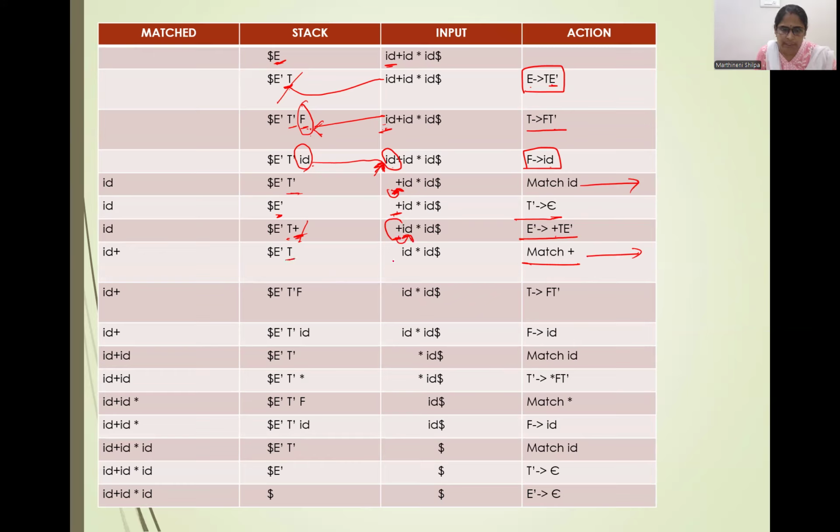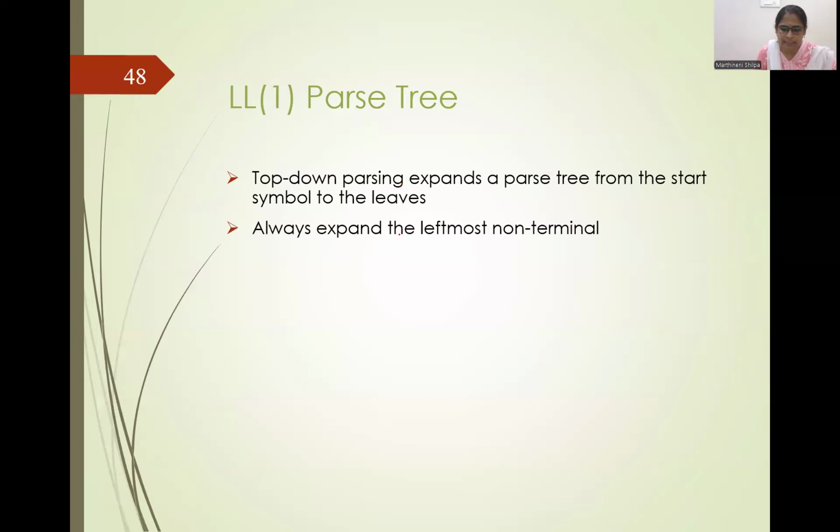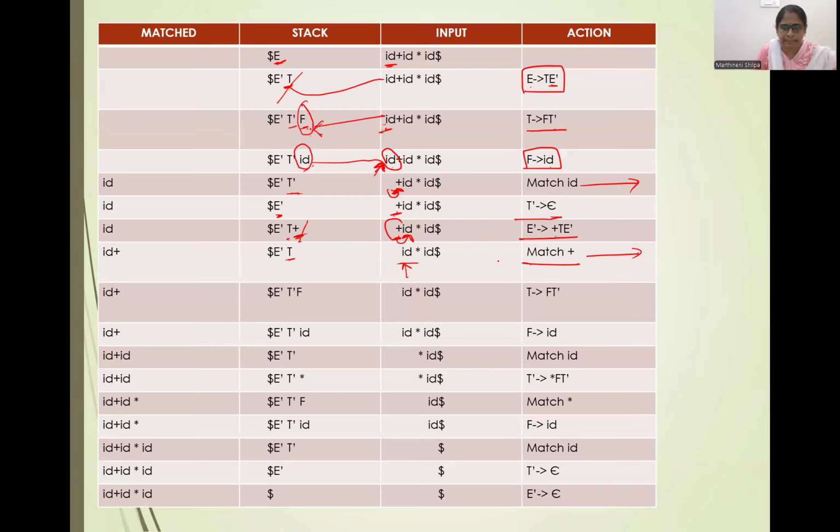Now T is the top of stack element and id is the currently read input symbol. Compare these two: check the entry of T row and id column in the parse table. There is a production T deriving FT', push this onto the stack, first T' and then F. Now check F and id. In the F row and id column cell we have a production F deriving id. Now id will be pushed onto the stack. These two will get matched.